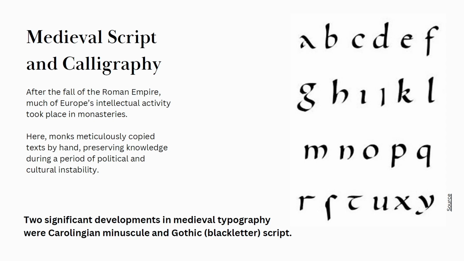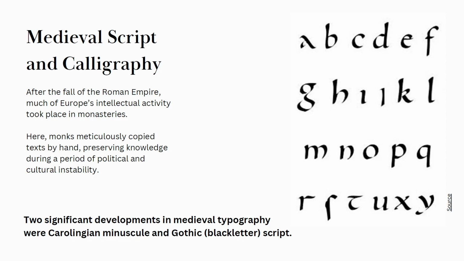So what happens next? Most of Europe's intellectual activity is going to take place in monasteries. And this is where our monks are copying text by hand. The one thing that's sort of interesting with this is, we're used to, say today, going to a bookstore and buying any copy of a book that we want. But this is an era where you may at most have like 3 to 5 copies of these books. Everything's being done by hand, so it's going to be a slower process.